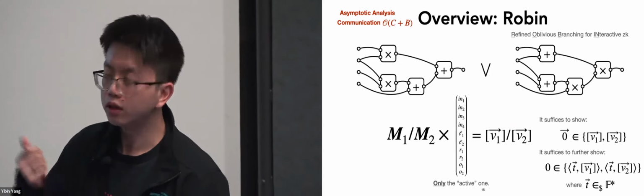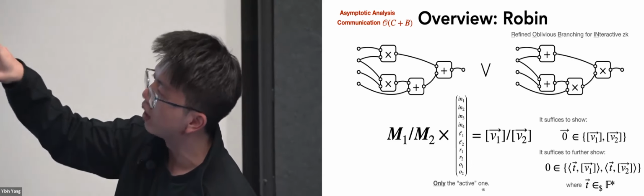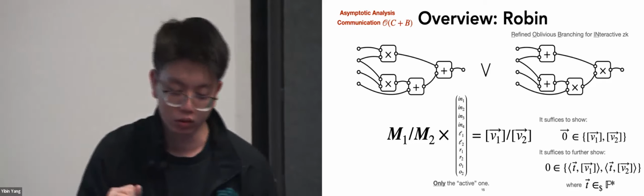Let me emphasize that the reason you can save this vector B here is because you only commit the vector on the active branch, not the two branches.